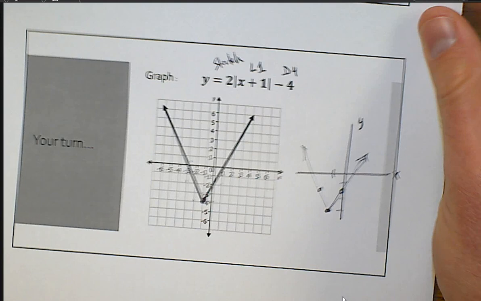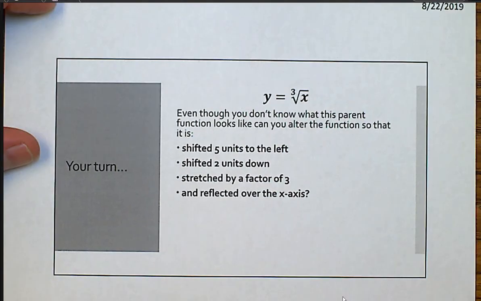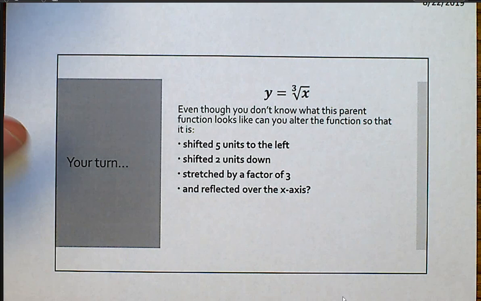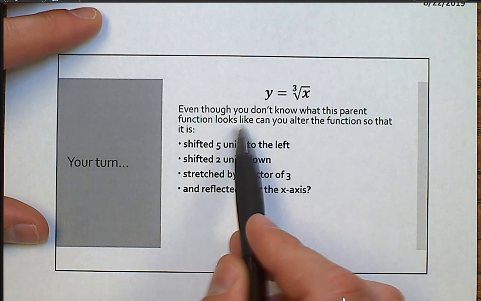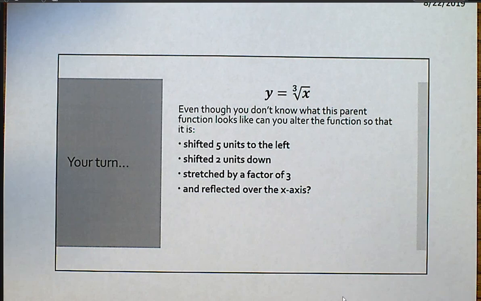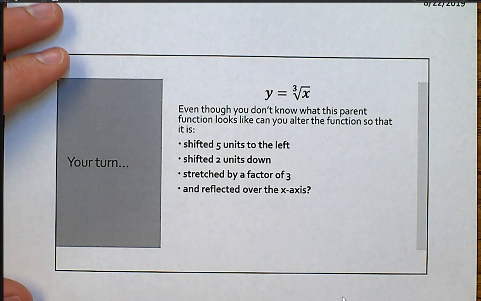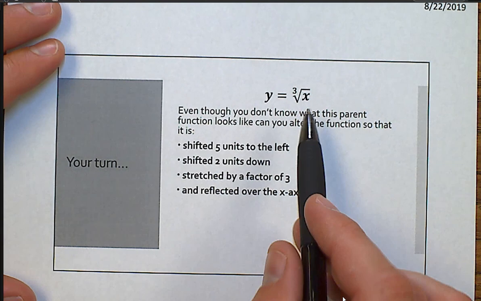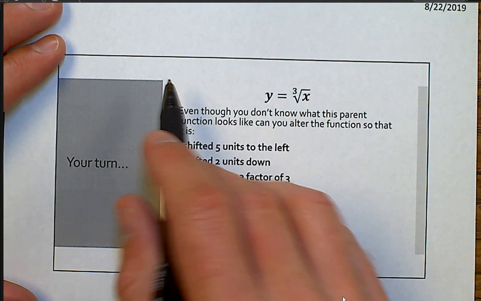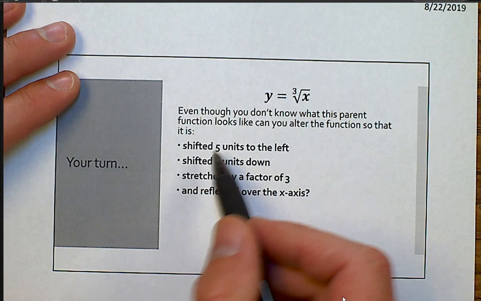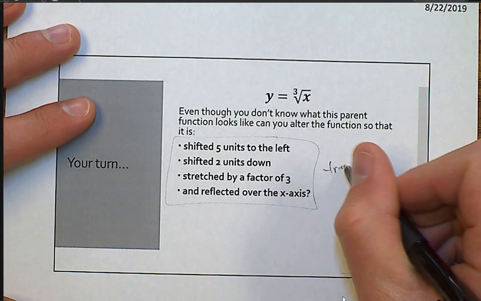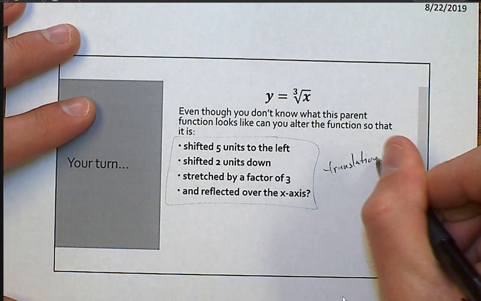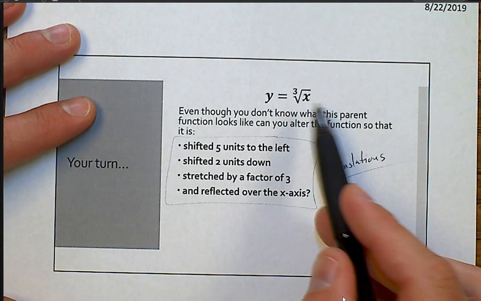All right, I think we're on to the last one. So now we're going to go backwards, if you will. This says, even though you don't know what this parent function looks like, this was on your front page, this is a cube root function, can you write out the equation? So I didn't give you an equation and ask you to graph it. I'm asking you to take these translations and apply them to the function.